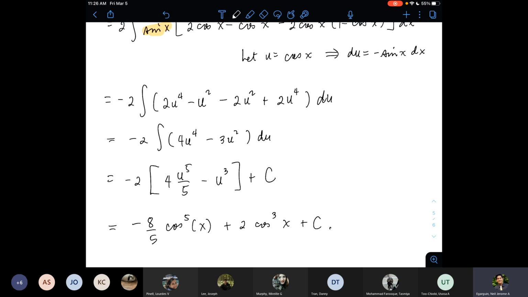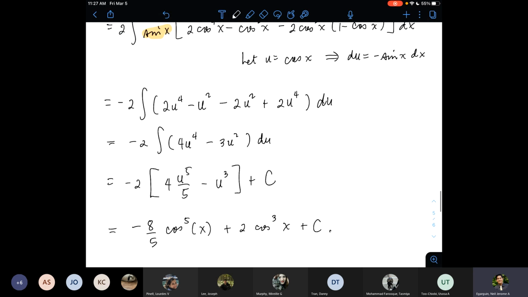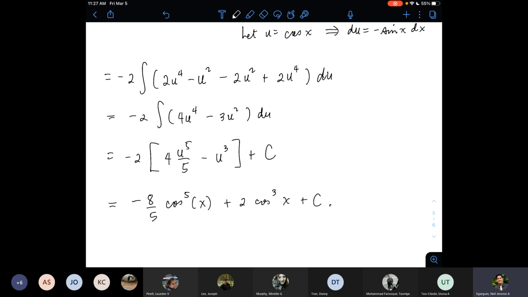Okay, that's the long one, but nothing fancy. We just played with those trigonometric identities so that we can end up with a nice u substitution. All right, any questions with that? I know that's a long one, but I hope the process is clear.